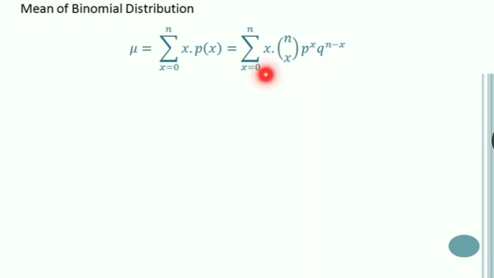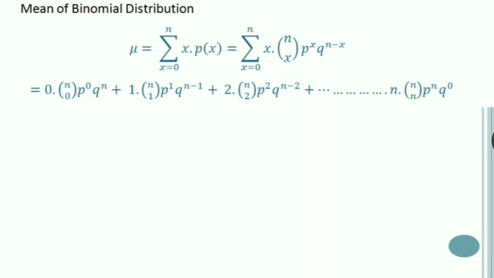So we are opening up this summation now. So we'll get, when you put 0, you'll get 0 into nc0, p raised to power 0, q raised to power n minus 0. Just instead of x, put 0. Then plus, now instead of x, put 1. So 1 into nc1, p raised to power 1, q raised to power n minus 1. Now next put 2, nc2, p raised to power 2, q raised to power n minus 2 plus so on, and the last put n. Instead of x, put n. n into ncn, p raised to power n, q raised to power n minus n, 0. So q raised to power 0.